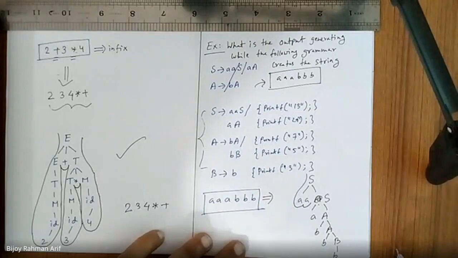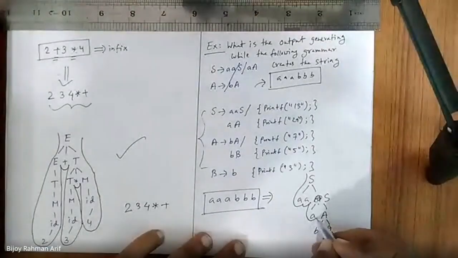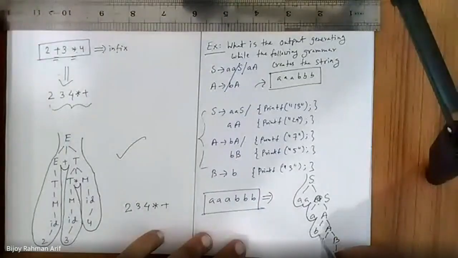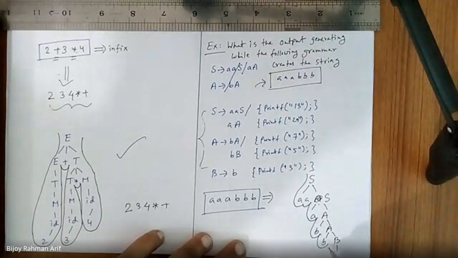Guys, is it a reduction or not? No, sir, because we did not yet get the S. So I get A. Is it a reduction? No, sir, I did not get the capital A. B. Is it a reduction? No, I did not get the capital A. B. Is it a reduction? No, I did not get the capital B.